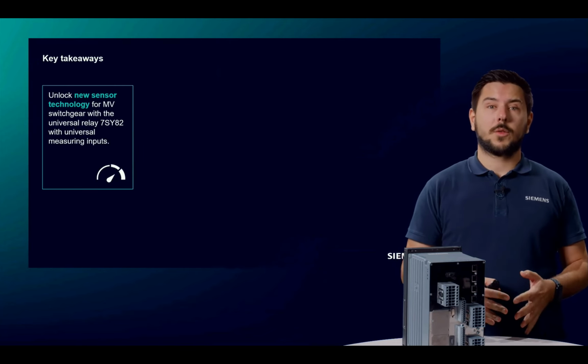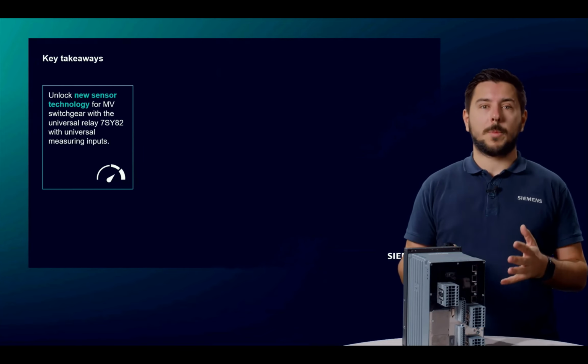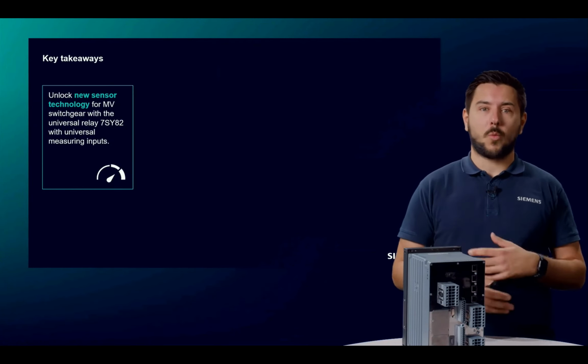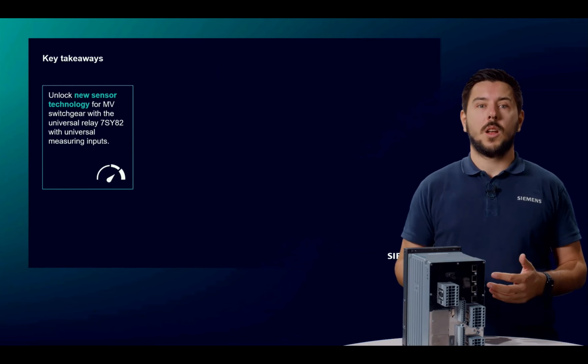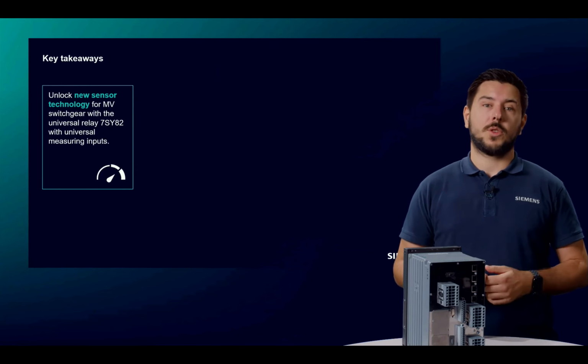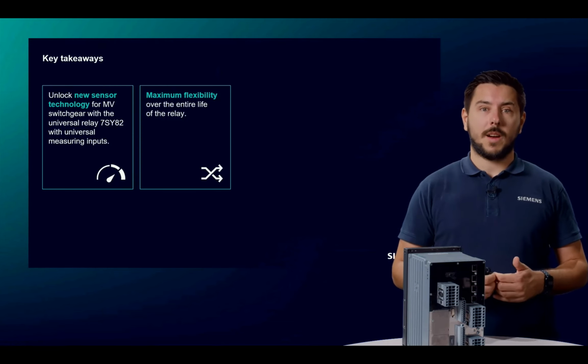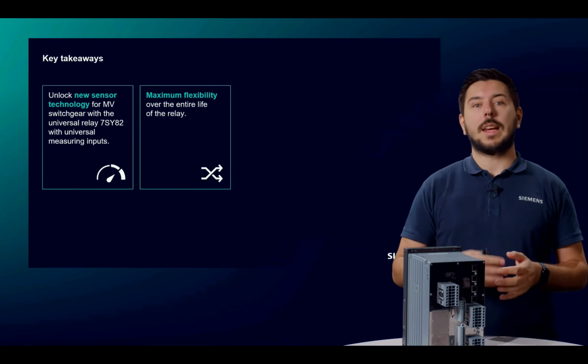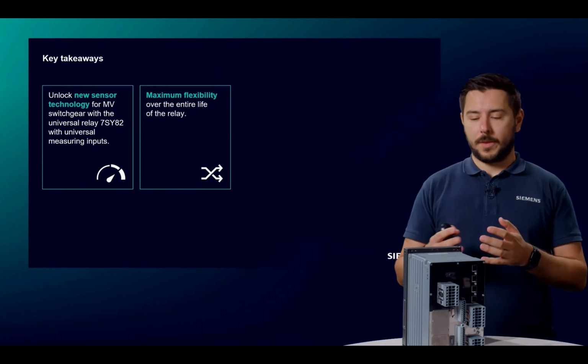With the 7SY82, you can open up a completely new measurement technology for your medium voltage switchgear. This sensor technology can generate decisive advantages for you in terms of design and operation. The universal inputs of our 7SY82 open up a wide portfolio of usable sensors, which are sure to include a solution for your switchgear. As you would expect from our universal devices, you will also benefit from the maximum possible flexibility during the entire lifetime of the device with the 7SY82.